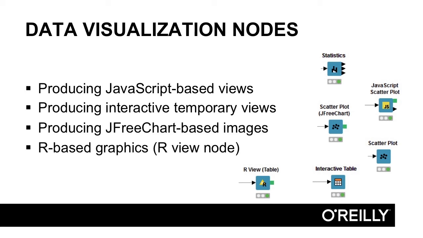Also, notice the interactive table node. This node is necessary for the highlighting property. Finally, native KNIME nodes are not the only possibility. The R View node allows you to use the R graphical libraries to create an image of an R plot.